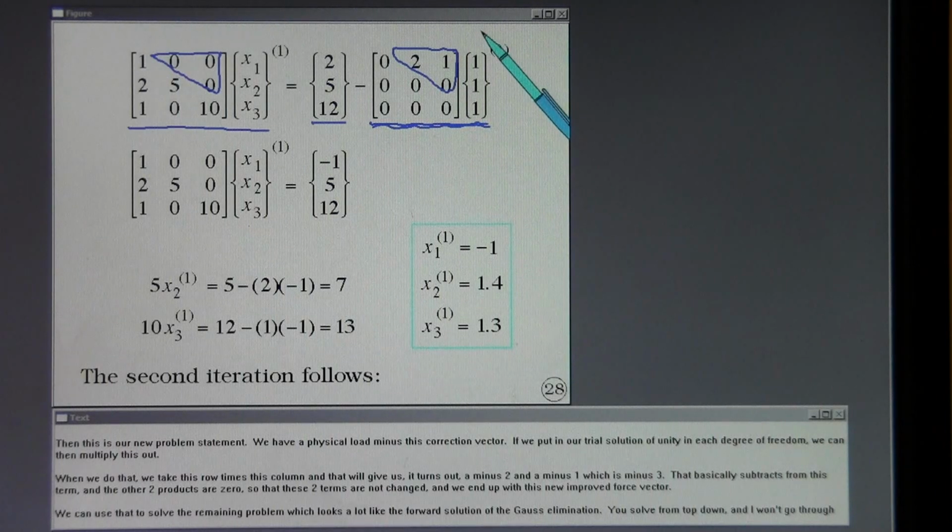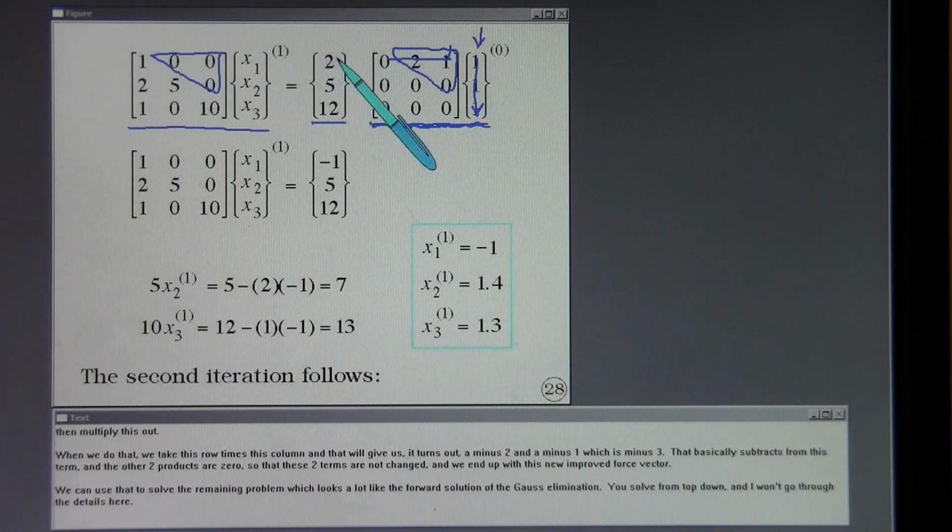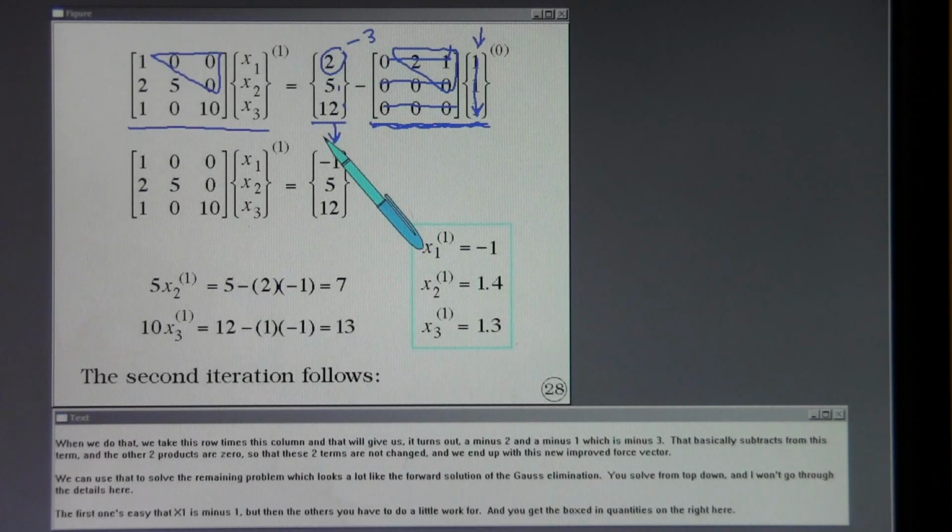If we put in our trial solution of unity in each degree of freedom, we can then multiply this out. When we do that, we take this row times this column, and that will give us, it turns out, a minus 2 and a minus 1, which is minus 3. That basically subtracts from this term. And the other two products are 0, so that these two terms are not changed, and we end up with this new improved force vector.